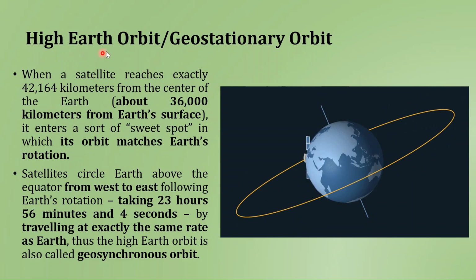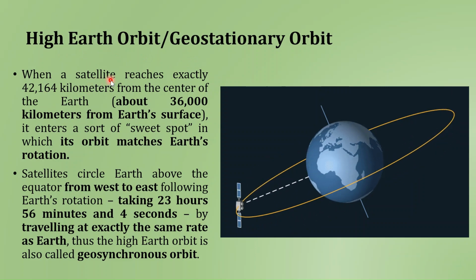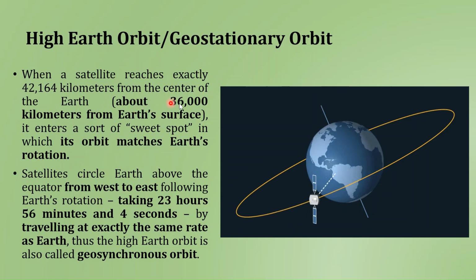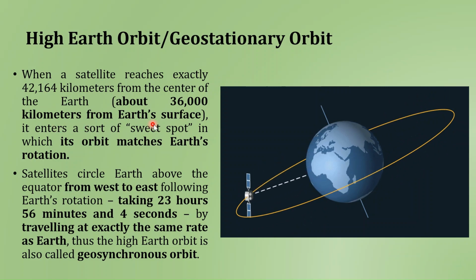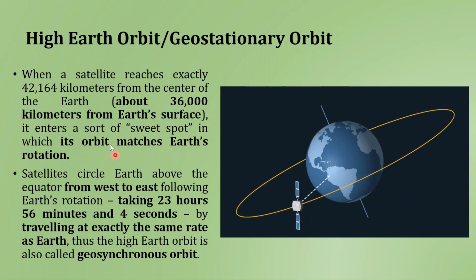Let us discuss each of the orbits in detail one by one. So we shall start with the high Earth orbit. When a satellite is launched and it reaches a height of about 36,000 km above the Earth's surface, it is said to enter a sort of sweet spot where the orbit of the satellite matches the Earth's rotation.